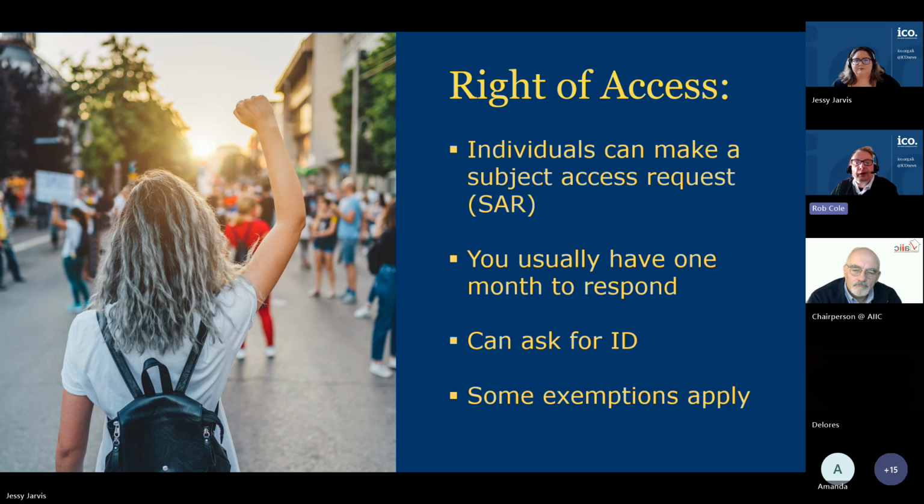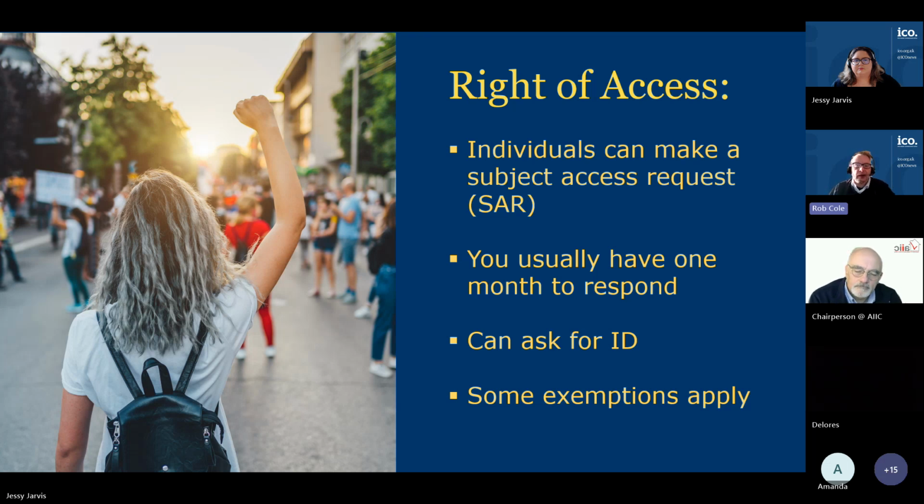It means that anyone can ask a data controller for a copy of their personal data at any time, and they can make that request verbally, in writing, or even over social media. So it's important that you are able to recognise when someone is making a subject access request. It's also important to stress that a subject access request is only for personal data. So as Jessy explained in her section, personal data is information about a specific living individual.